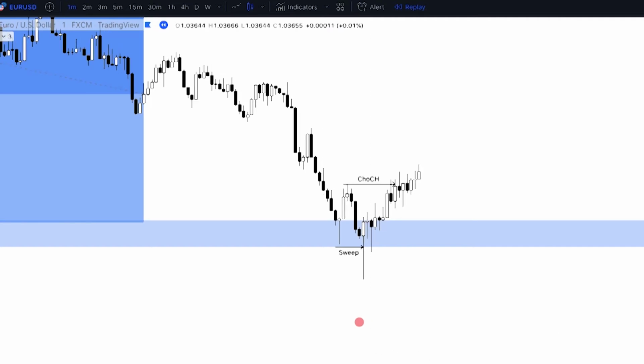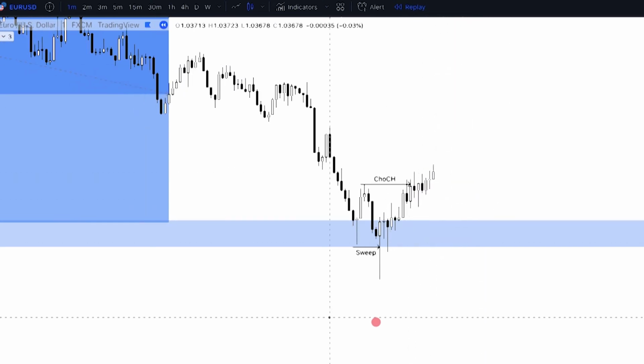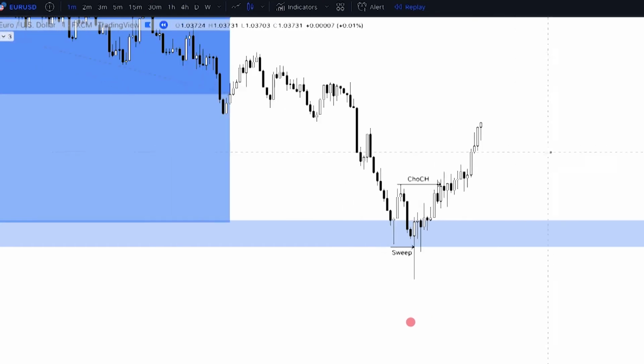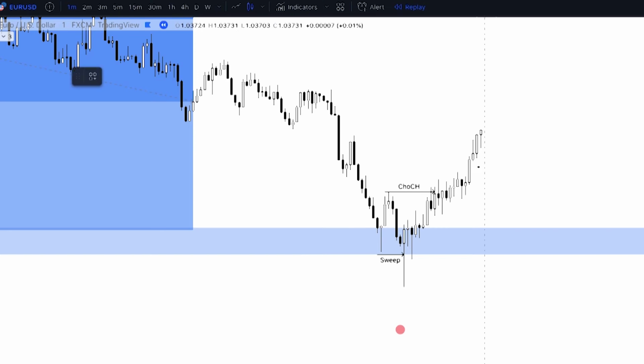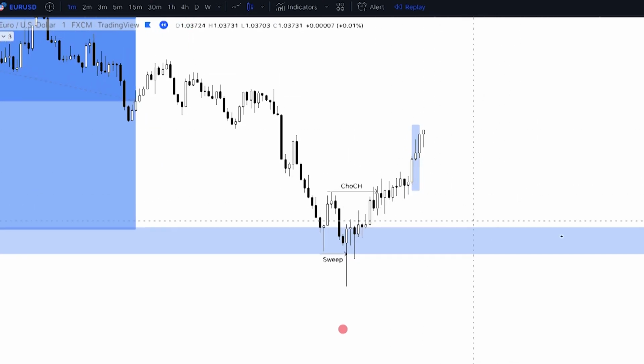So let's take a trade here. Let's see if we get any impulsive move or not. If we get any impulsive move, then we can go ahead and take a trade. And we got an impulsive move. So this is a displacement area, this candle, the displacement candle. So if price returns to our flip zone, then we can go ahead and take a trade.